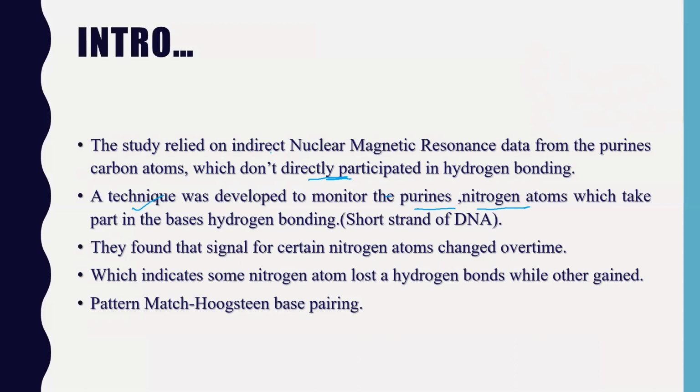What they found is that there were certain signals for certain nitrogen atoms that were changing over time. The changes indicate that some nitrogen atoms have lost a hydrogen bond while others have gained it. When this experiment was conducted, they saw that the pattern of binding was not Watson and Crick, but the Hoogsteen base pairing.